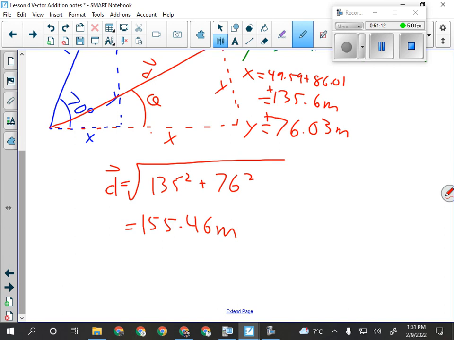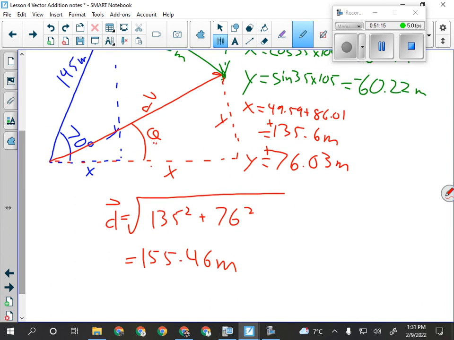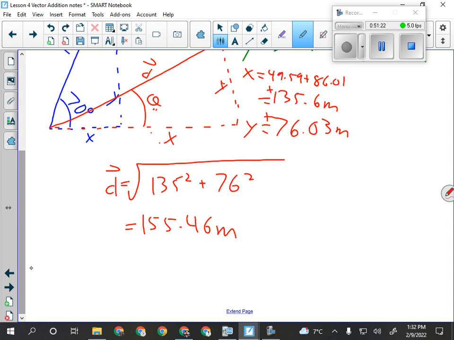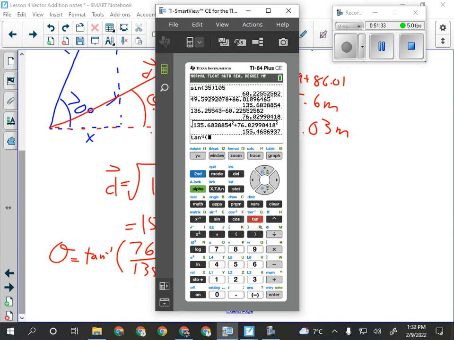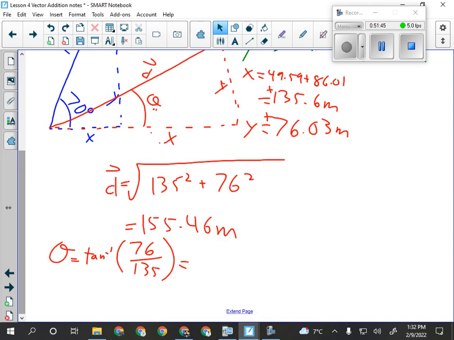Okay, and then the last thing I have to find is theta. I'm going to use y and x to get that, so opposite and adjacent. So that'll be theta equals tan to the minus 1 of y, which was 76, over x, which was 135. Again, using all the decimals. 76 divided by 135. 29.28 degrees.